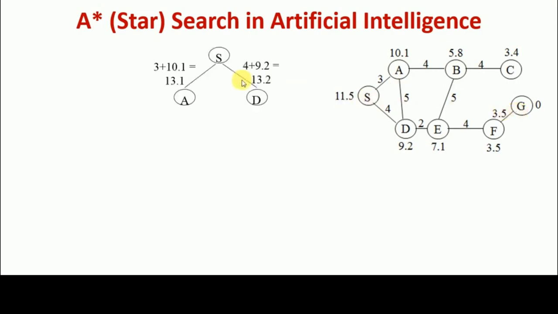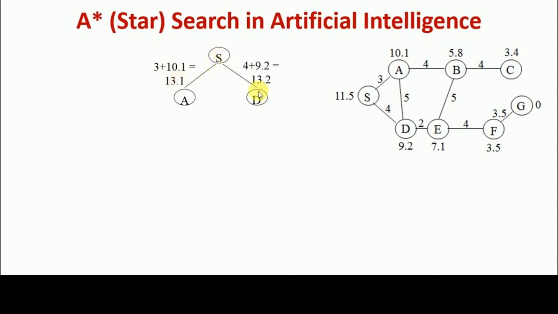So I will start at S. S has 2 possible paths. Either I can go to A or I can go to D. So we will find the value of A, that is f of A is equivalent to g of A plus h of A. G of A is nothing but the cost it takes from S to A. What is the cost from S to A? That is 3. And h of A, that is nothing but the heuristic. H of A is nothing but what? 10.1 in this case. That is nothing but 3 plus 10.1, which is equivalent to 13.1 here.